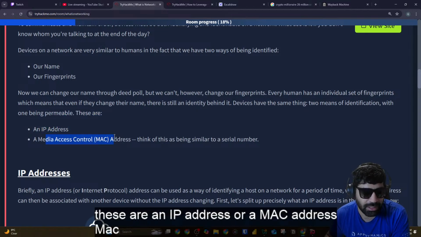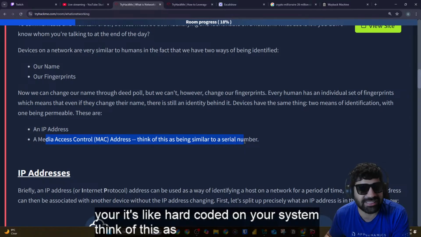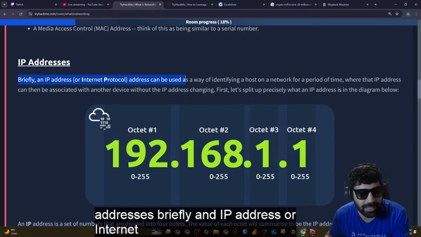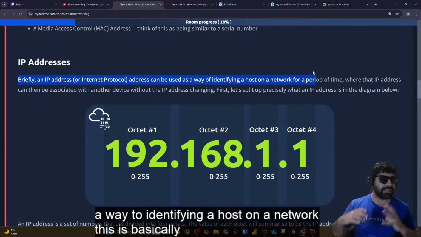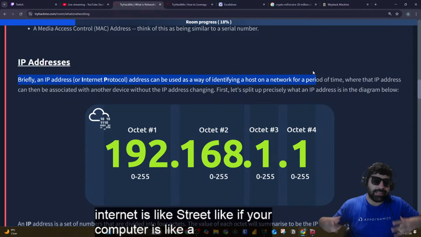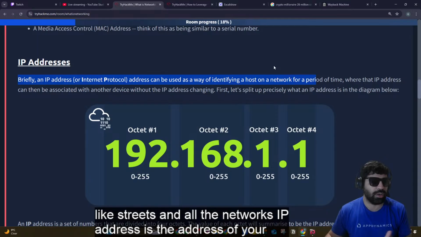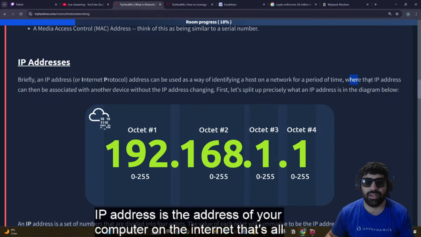A MAC address is hard coded on your system. Think of this as similar to a serial number. This can't be changed. IP addresses: briefly, an IP address, or internet protocol address, can be used as a way of identifying a host on a network. This is basically your address. If your computer is like a home and the internet is like streets and all the networks, the IP address is the address of your home, or the address of your computer on the internet. That's all you have to understand.